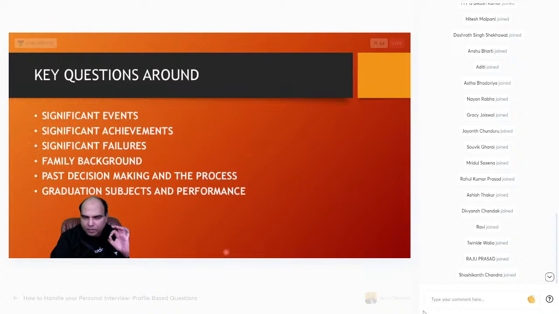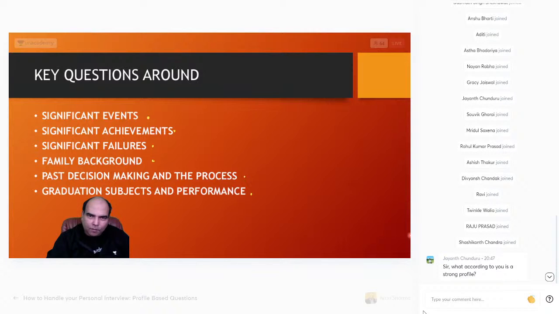So what you need to do when you're preparing is you need to list down stuff from your past. And the past is comprised of these 6 substructures. What have been your significant events during your past 20 years?